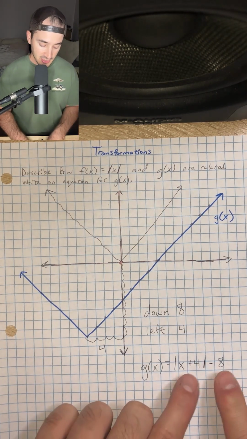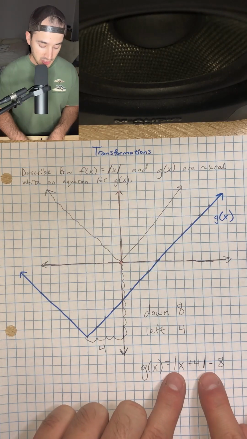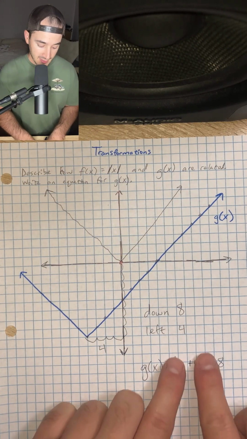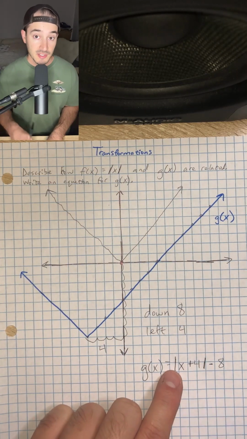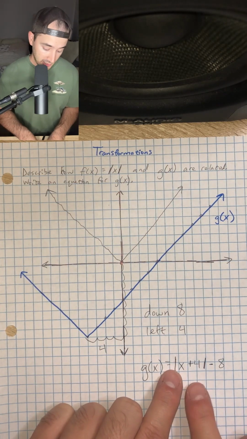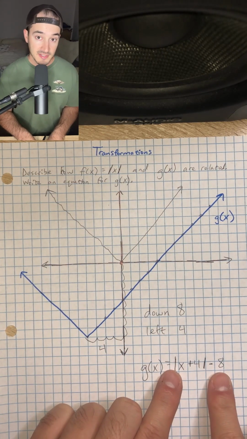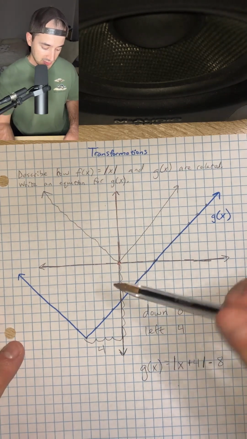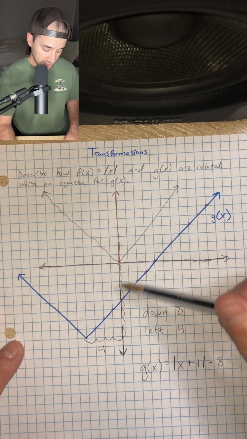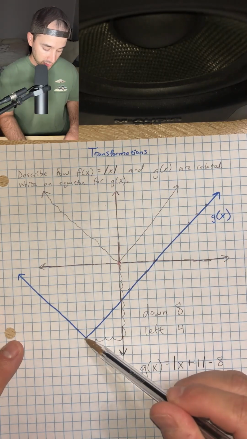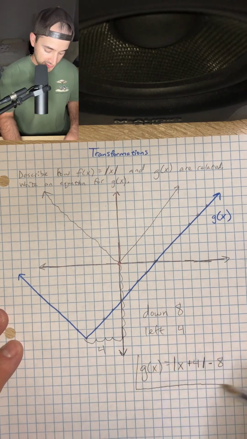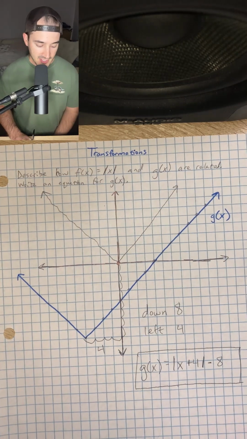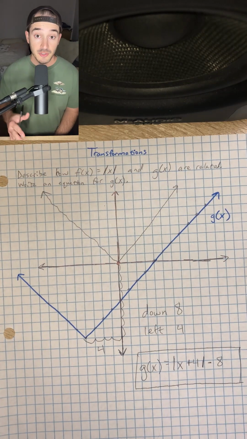And so basically, if we look at this function, we see, okay, it's an absolute value function, and we have plus 4 inside the absolute value signs. So we're going to move to the left 4, and then the minus 8 tells us that we're going to go down 8 as well, okay? And that's exactly what we did. We went down 8 and to the left 4, and so this would be our new equation. And that is how you do these kinds of problems with transformations.